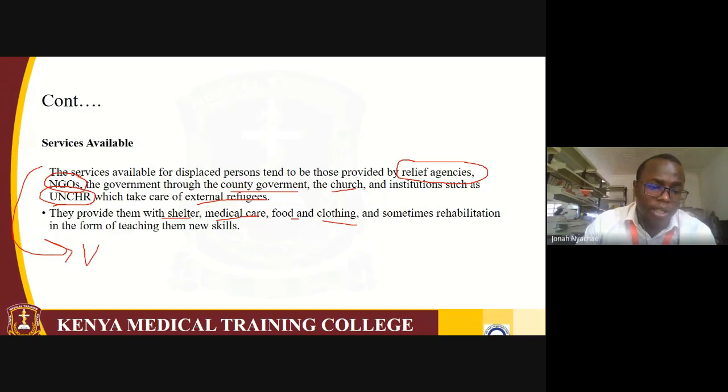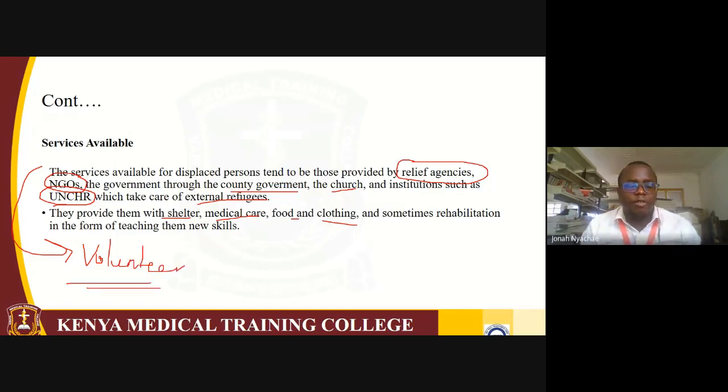Basically, when you are working with these people, sometimes there is a call for volunteers. So you volunteer yourself, you step forward, and you are able to offer the simple healthcare that you can offer.